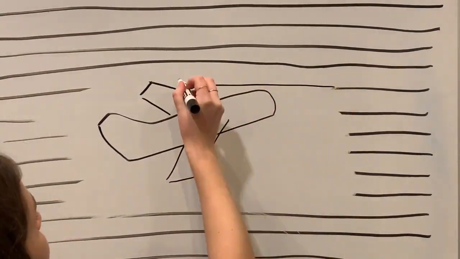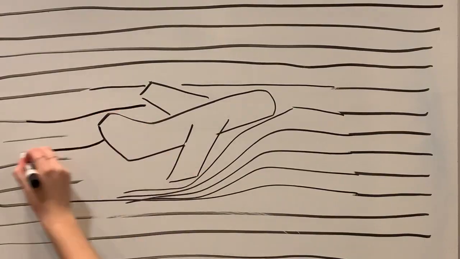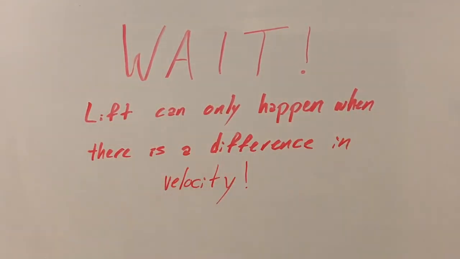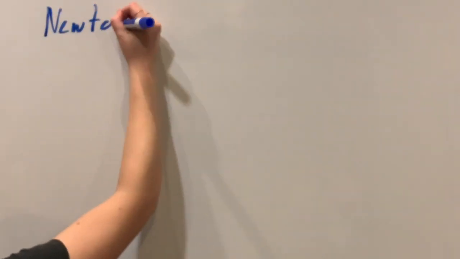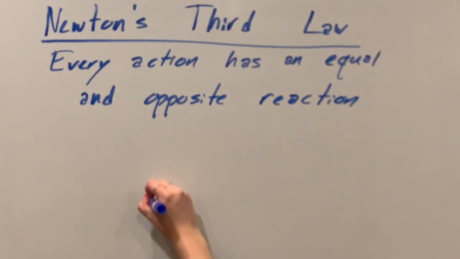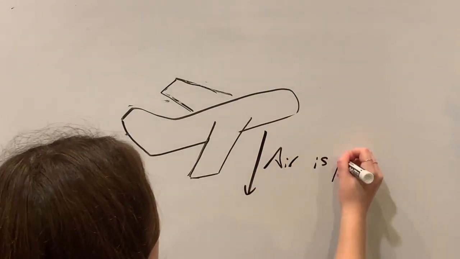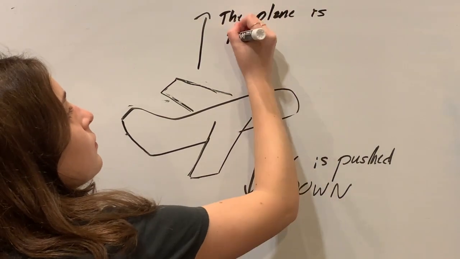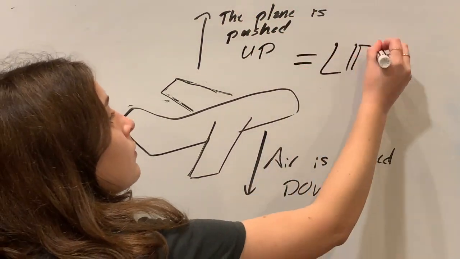When you're in an airplane, the wings tilt up slightly and the airflow catches underneath these wings. It's important to remember that lift can only happen when there is a difference in velocity, but we'll talk more about that when we discuss thrust. Because of Newton's third law, which states that every action has an equal and opposite reaction, when the wings of an airplane disrupt the airflow and push it downwards, there is lift generated in the opposite direction, pushing the plane upwards. This process of lift is what keeps the airplane actually in the air.